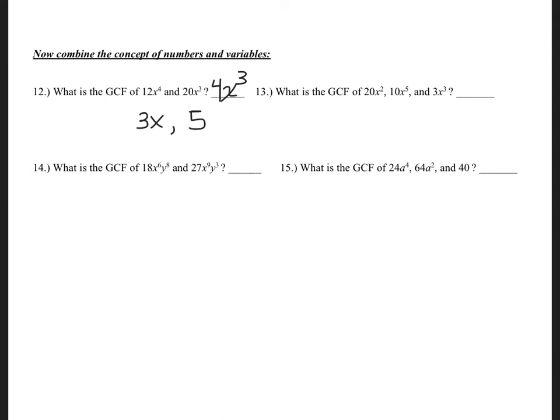So then do you have any factors in common? No, there are no more x's in common. There's nothing that goes into 3 and 5, so that's how you know you got the biggest one. So stop the video, try 13, 14, and 15, and come back to me.